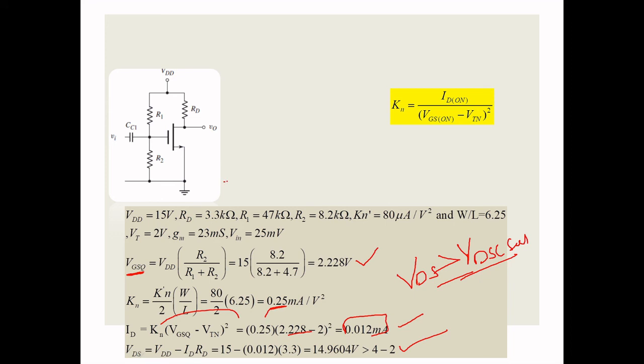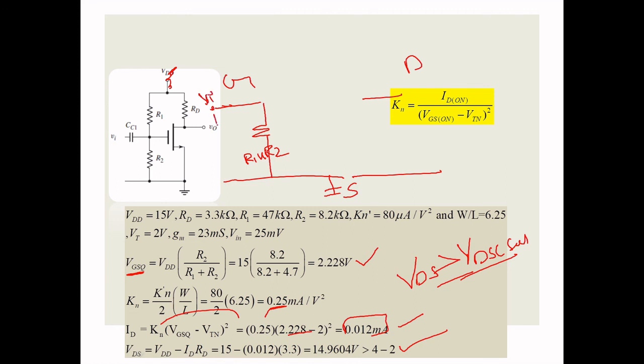So if you draw the mathematical model, how will you draw it? This is your source, this is your gate, and this is your drain. Let me remove this DC. So this R1 and R2 will become parallel, right? This capacitor will become a short circuit. So you have an input Vi. Then this RD also will come down. Then you have the output voltage V0.